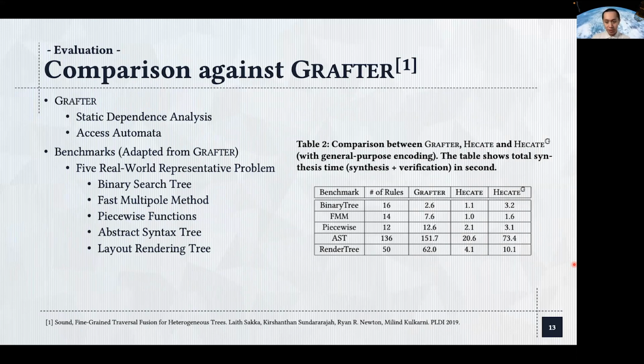The benchmark set is adapted from Grafter's benchmarks, which contain 5 representative real-world problems. The table on the right-hand side clearly shows that the total problem-solving time for Hecate is much shorter than Grafter, especially for the harder benchmarks with more rules, for example, AST. Hecate achieved a significant improvement. And as an ablation study, we also create a variant of Hecate that only uses general purpose symbolic compilation for problem solving, as you can see here. The comparison also shows the advantages and benefits of the domain-specific symbolic compilation for simplifying the constraint system.